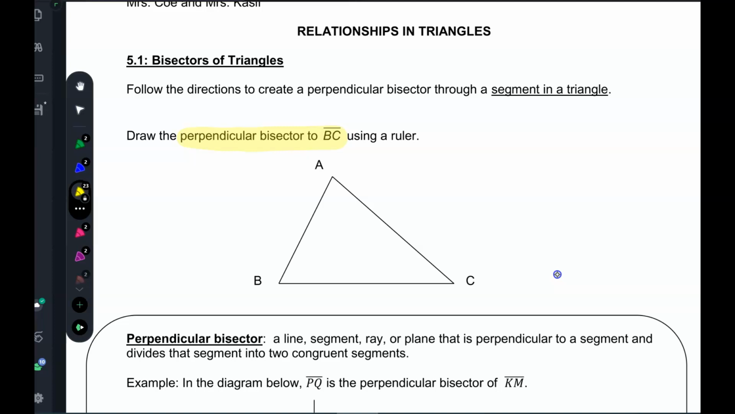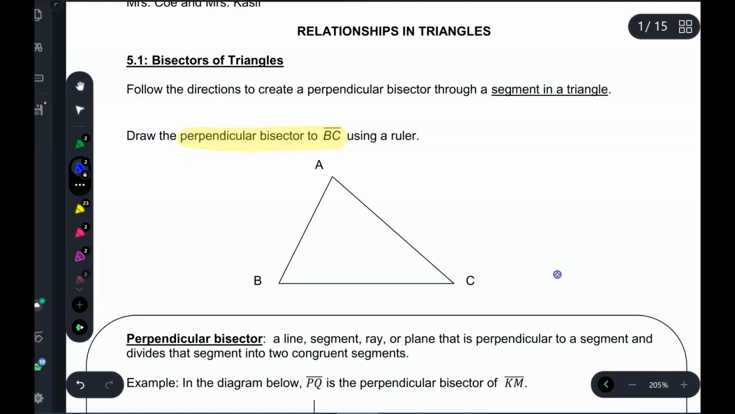Does it have to be exact? It doesn't have to be exact. If you want to use your ruler and measure it, that's fine. But I would say kind of eyeball it. So just kind of look. The bisect, so split.